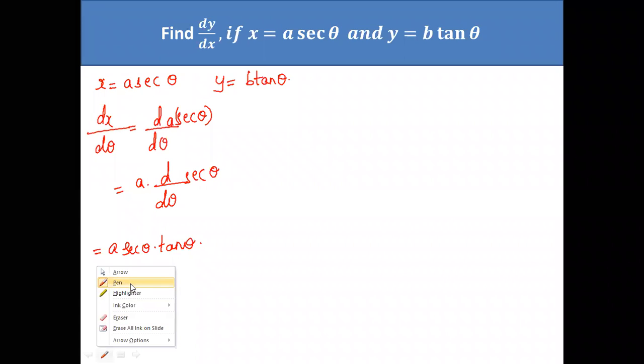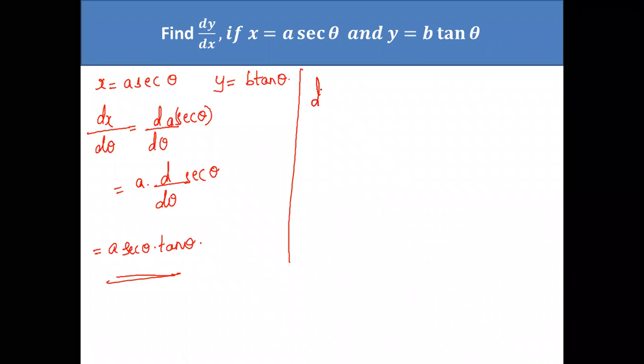Okay, next, we have got dx by d theta. Now next, you have to find dy by d theta. So that is d by d theta of b into tan theta. So b is a constant.